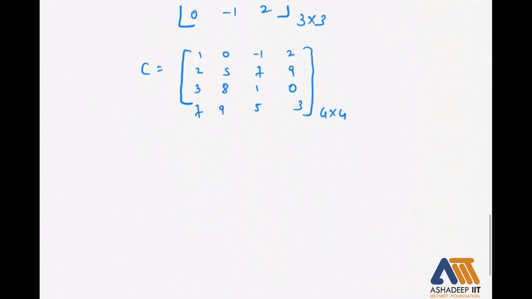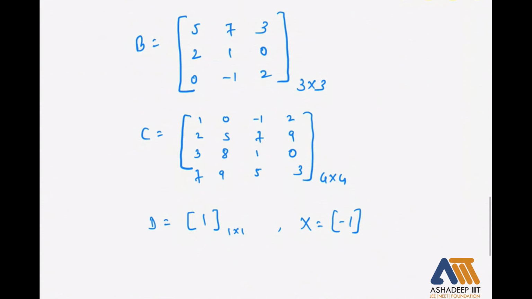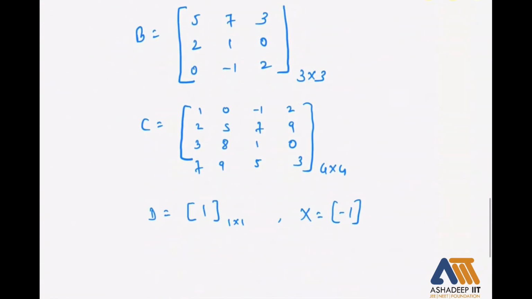Similarly, we can write a matrix of the order 1 cross 1. In this matrix there is only one element, let 1, a 1 cross 1 matrix. Another matrix, let us consider X, the only element is -1. Okay, so these are examples of square matrices.